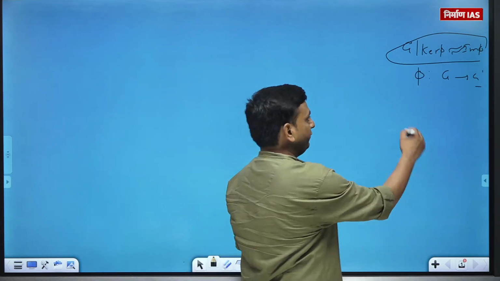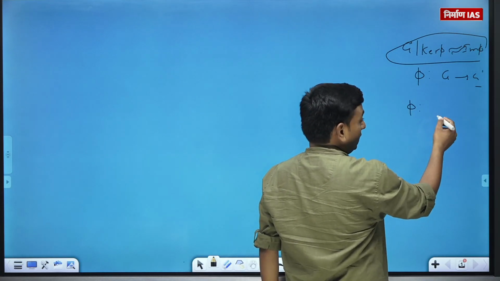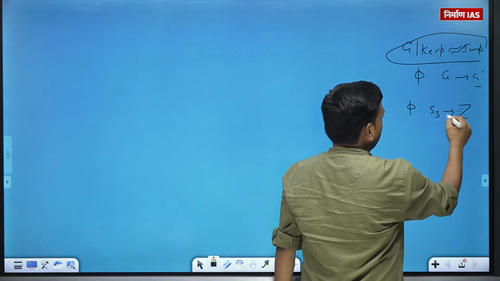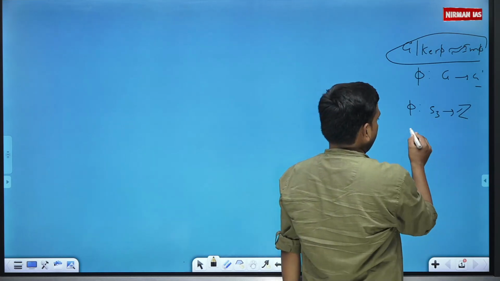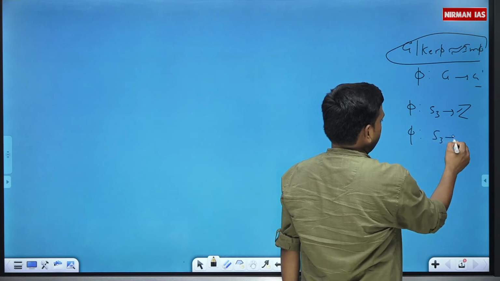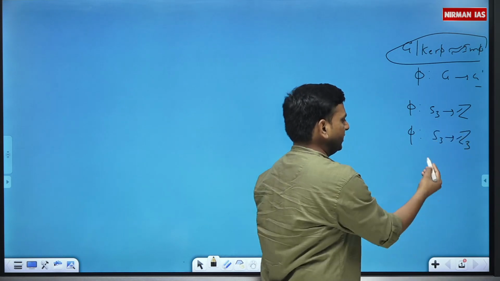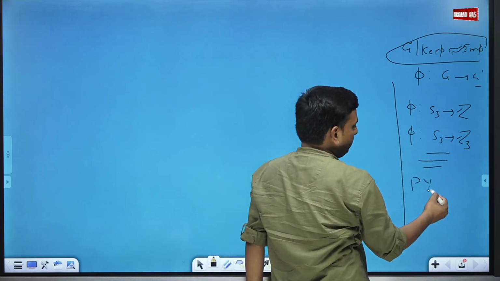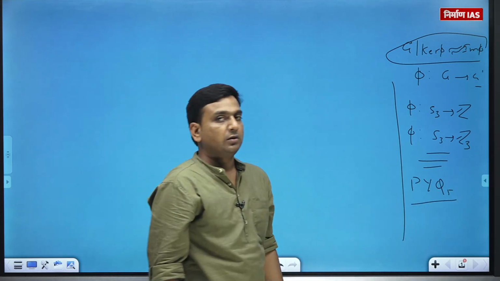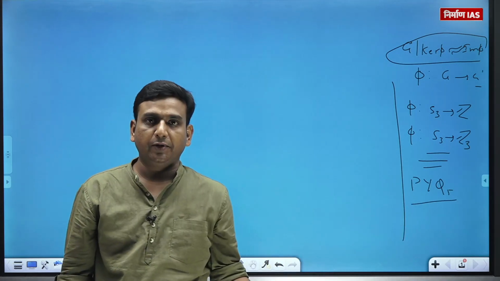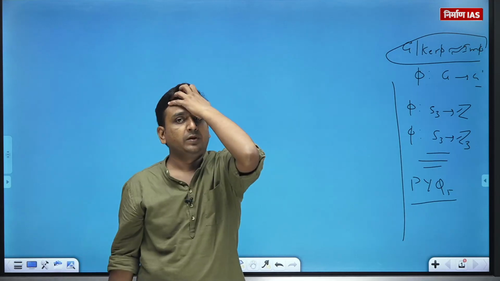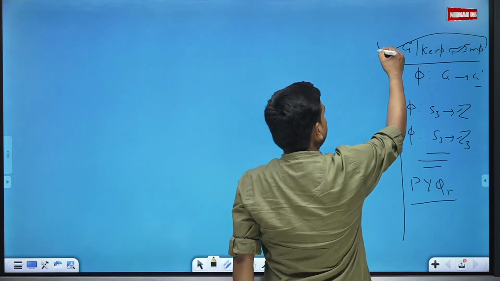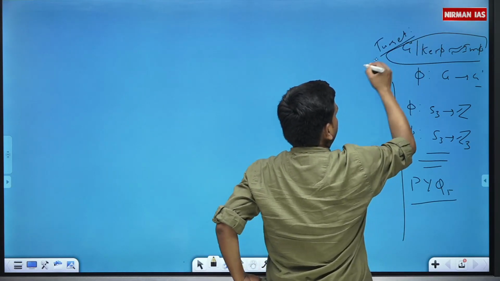Let's say they have defined how many possible homomorphisms are there from S3 to Z, or you can say how many possible homomorphisms are there from S3 to Z3, something like questions like this. Previous year questions they asked, even the recent 21 also they asked, the mains paper 2. So our target is to reach here only.